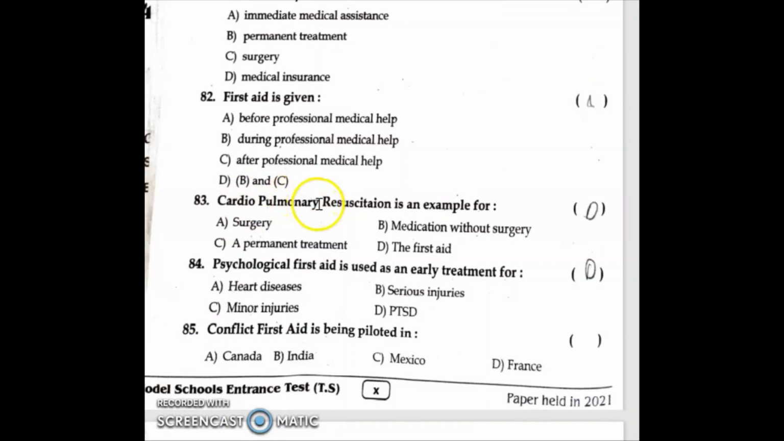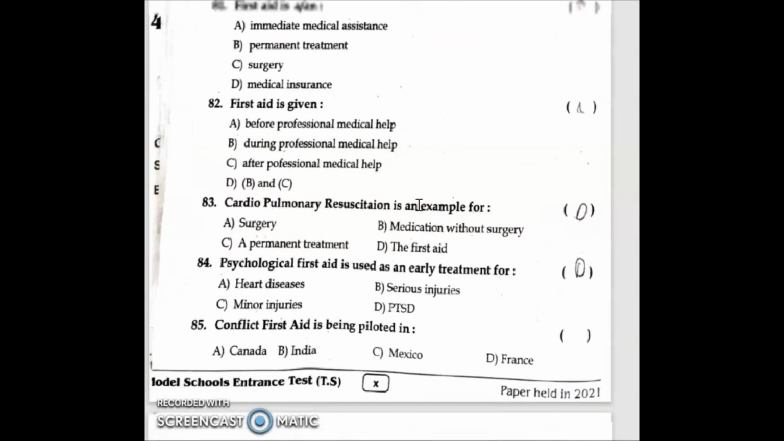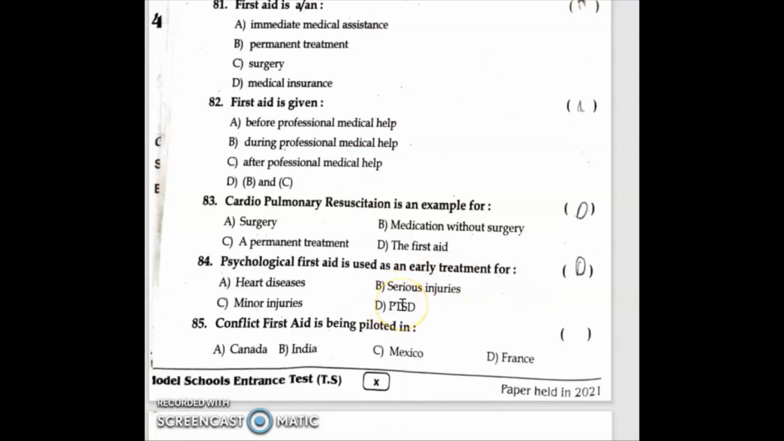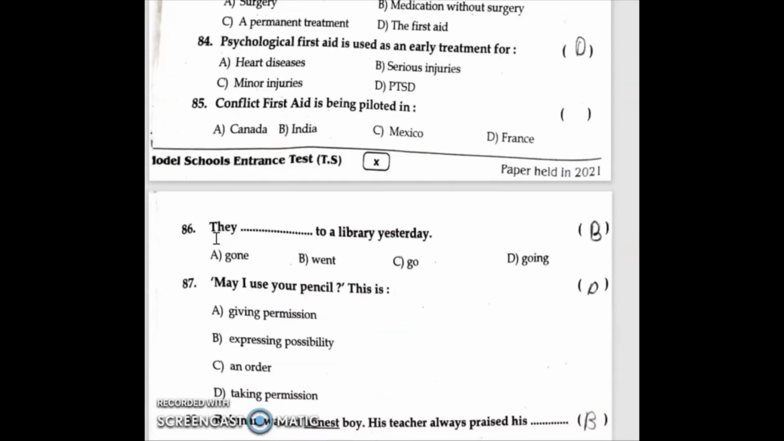83. Cardiopulmonary resuscitation is an example of the first aid. The psychological first aid is used as an early treatment for PTSD. Conflict first aid is being piloted in A. Canada. Canada is the correct answer here.